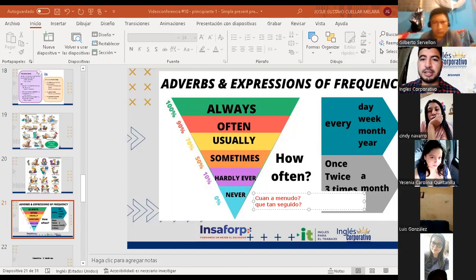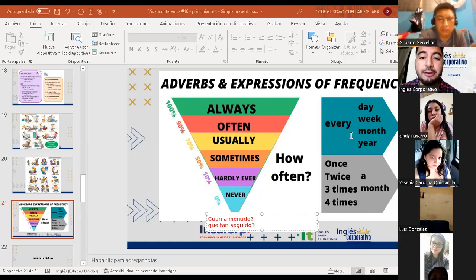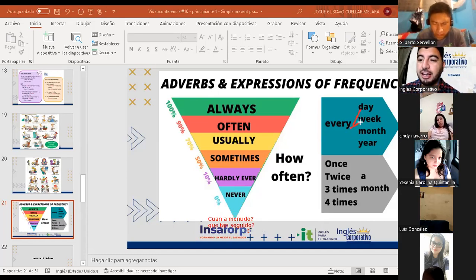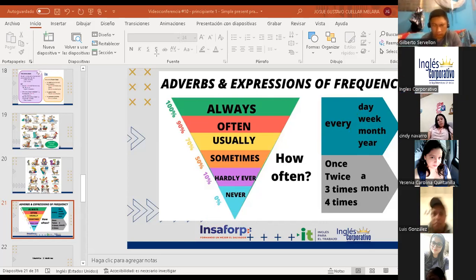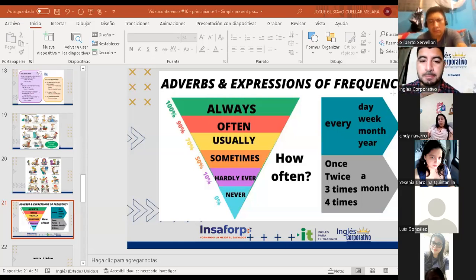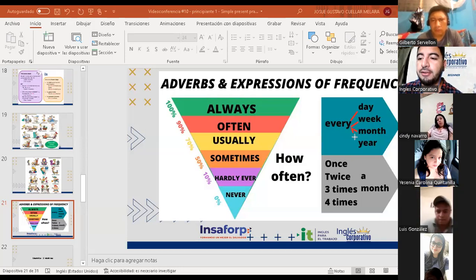So, lo otro que les quiero explicar y que lo voy a seguir explicando en otra clase también son expresiones de frecuencia. Veamos acá. Every significa todo o cada. Por ejemplo, tenemos every day, todos los días, cada día, every week, cada semana, every month, cada mes, every year, cada año. Si gustan, pueden tomar captura de esto. Ok, my friends, 20 minutos y terminamos. Repito, every day, every week, every month, every year.